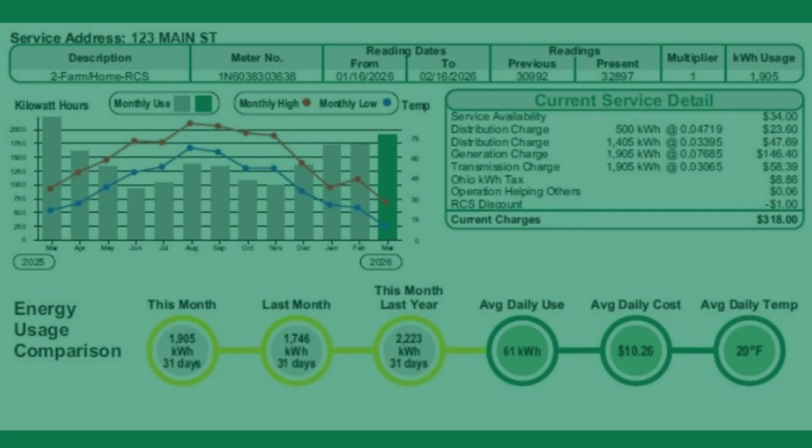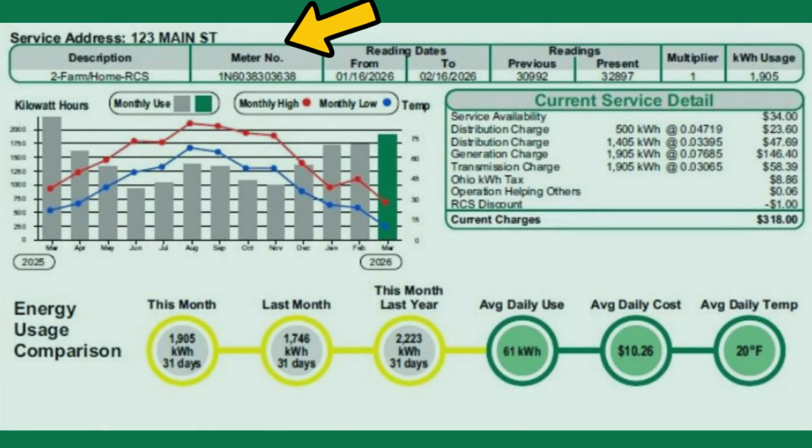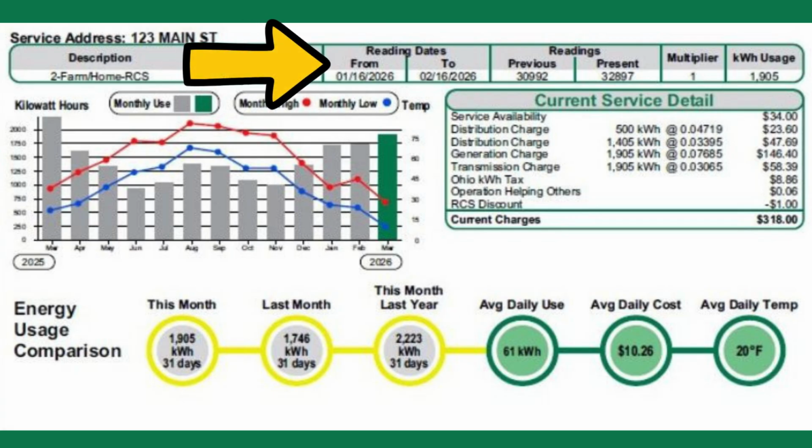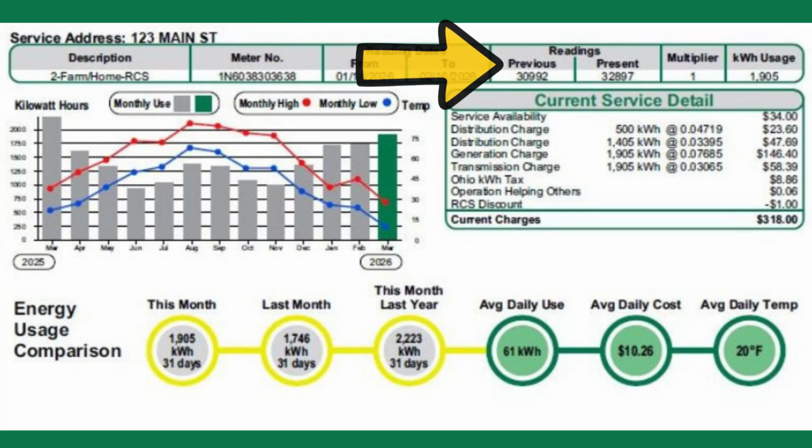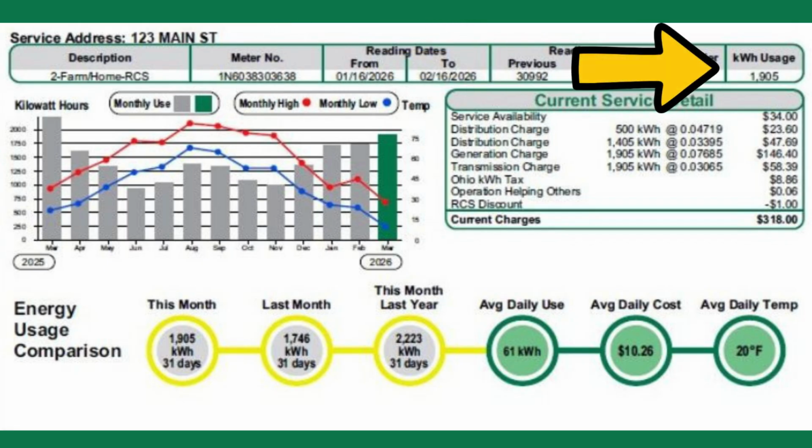And then as you move down, it's got your address, your meter number, and then what people need to notice is what the dates are for the meter readings, because we run a month behind, what the meter readings were, and then most importantly, how many kilowatt hours they used, or kWh.